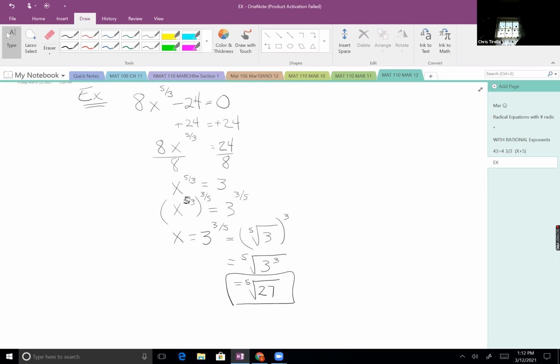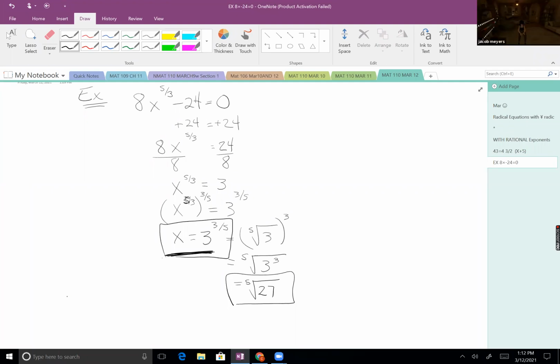Did everybody get the 5th root of 27? Or at least, did everybody get to this part here that x equals 3^(3/5)? Does anybody have a question as to how I got to that point? No questions? You're okay, Jacob? Yeah. Okay, then to simplify that, 3^(3/5).